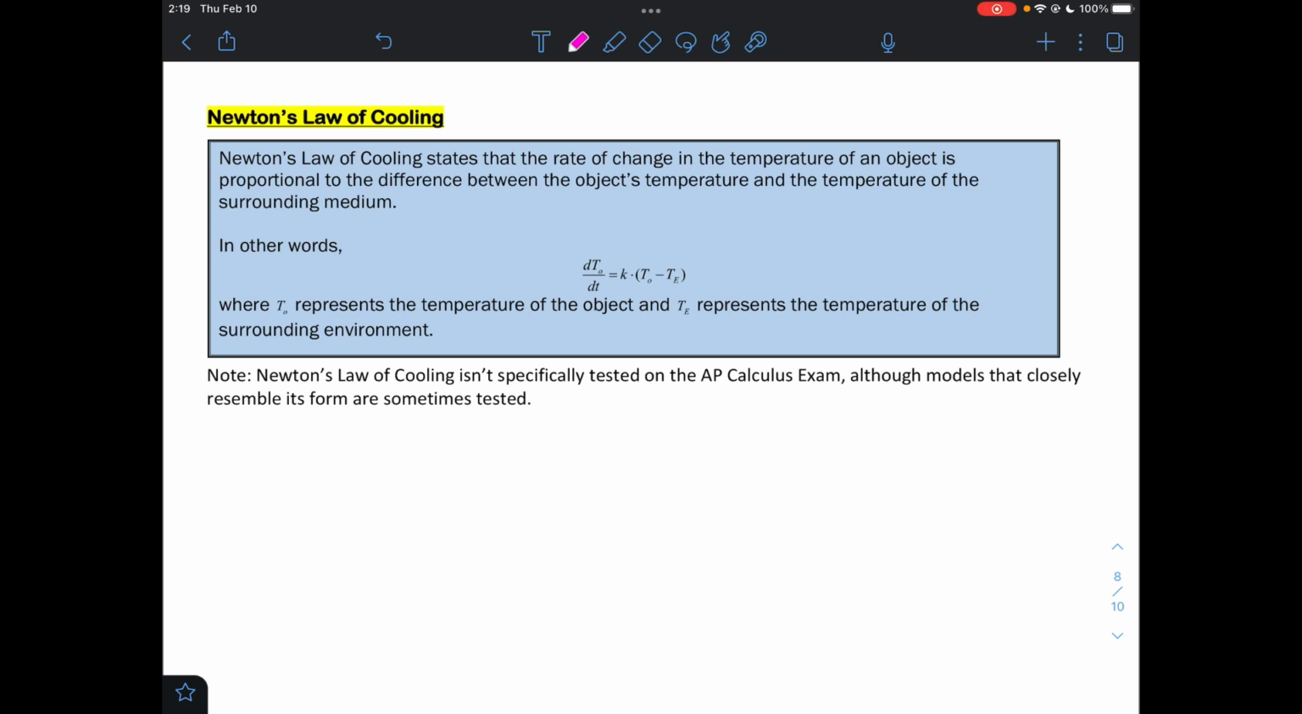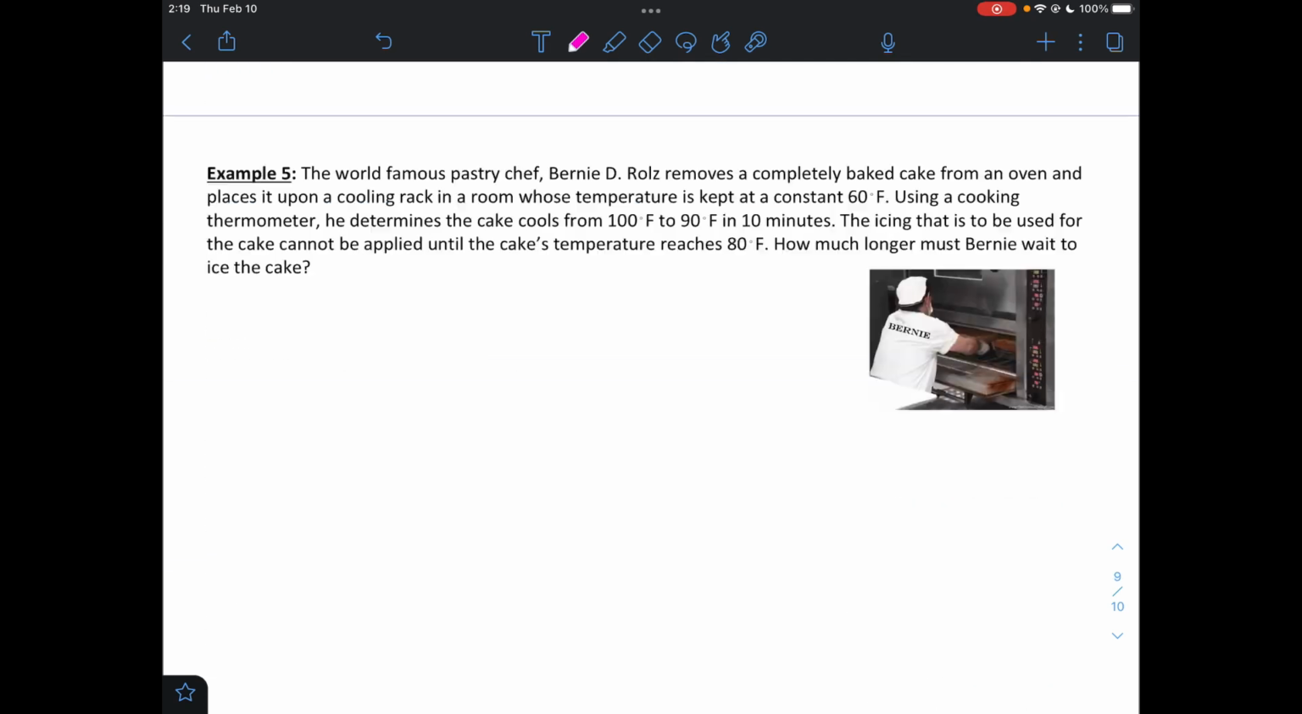T sub 0 represents the temperature of the object. T sub E represents the temperature of the surrounding environment. Newton's law of cooling is not specifically tested in the AP exam, just so we know, although models that closely resemble it sometimes are. So it's a good thing just to get some practice in with this.